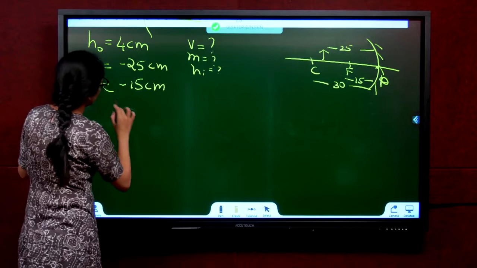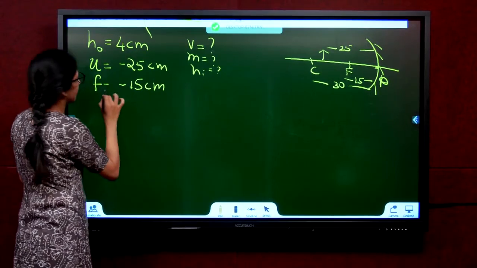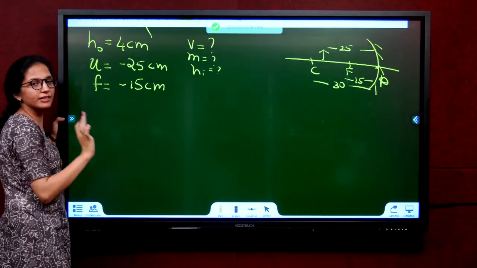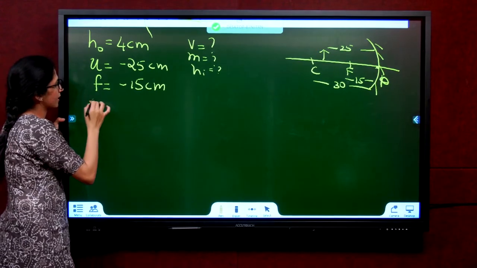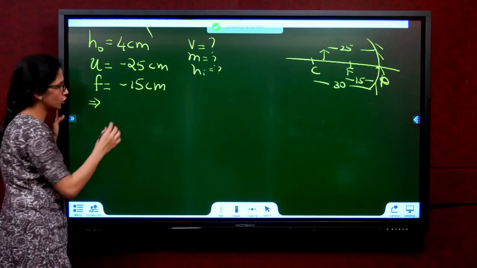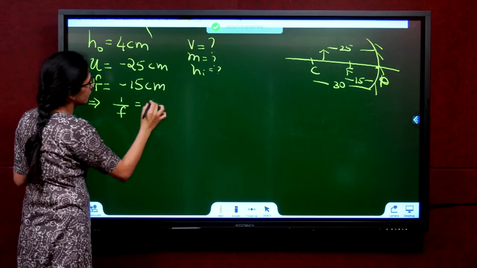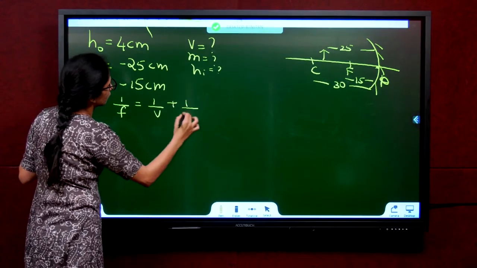First step, if R is given, find F. No R is given, F is already given, skip first step. Second step, use the mirror formula to find the position. 1 by F is equal to 1 by V plus 1 by U.